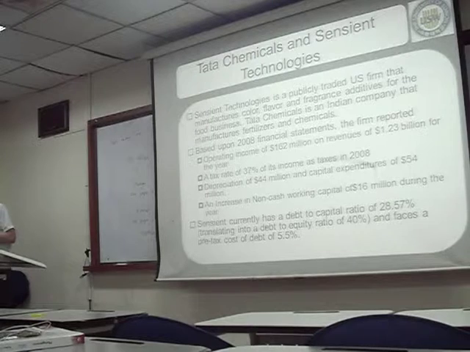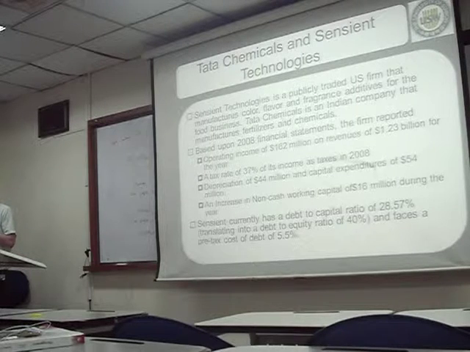So, Sensient Technologies is a publicly traded US firm that manufactures color, flavor, and fragrance for the food business. This is common these days. We can get the big company from the emerging economy, like India, which is acquiring the small company from the US or Australia. Okay? So Tata Chemicals is a very large Indian company which manufactures fertilizers and chemicals.